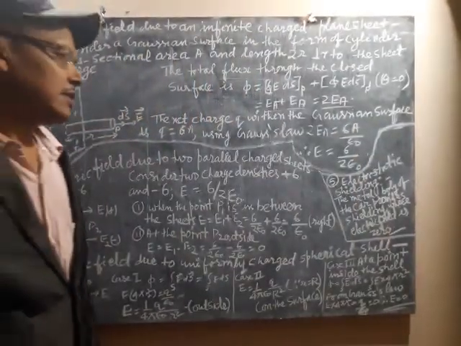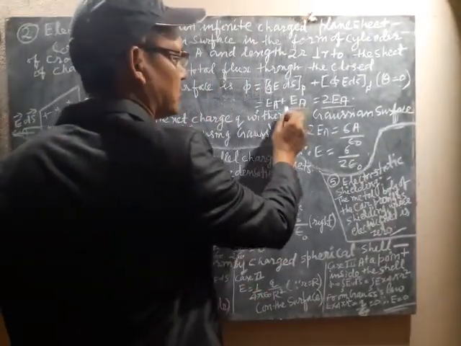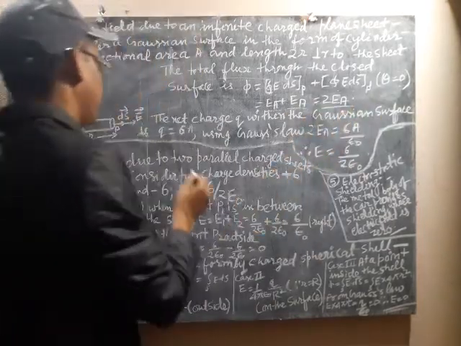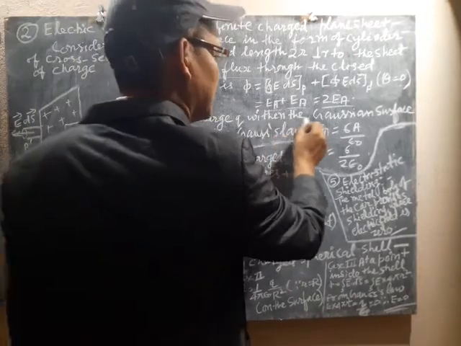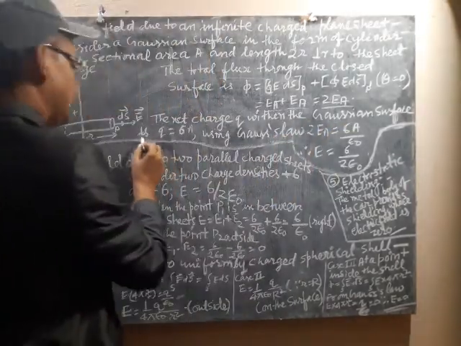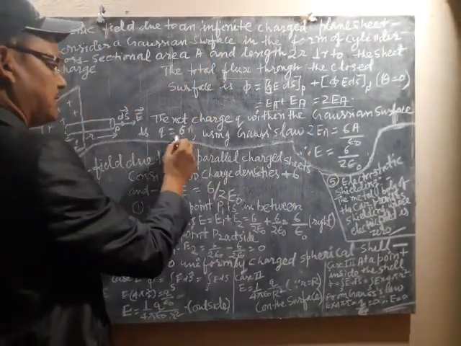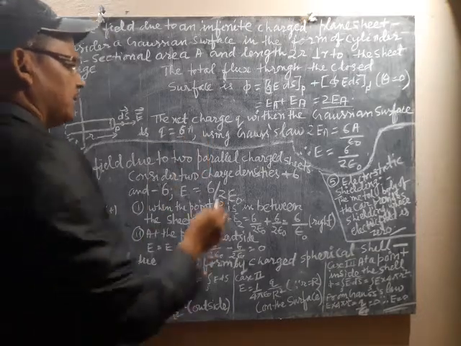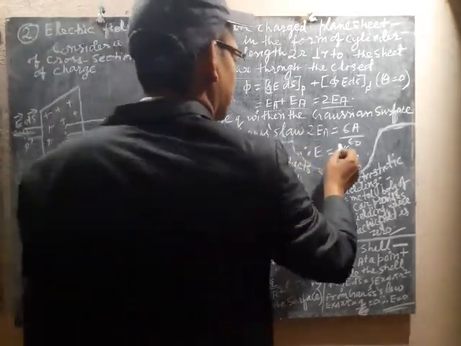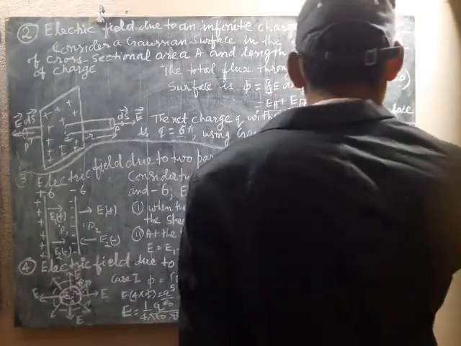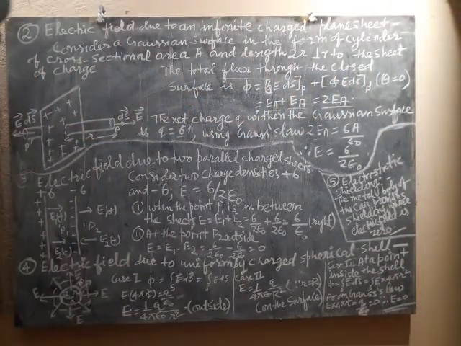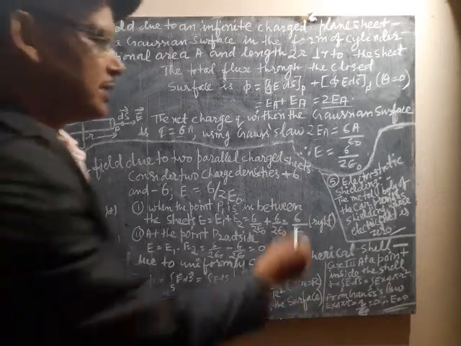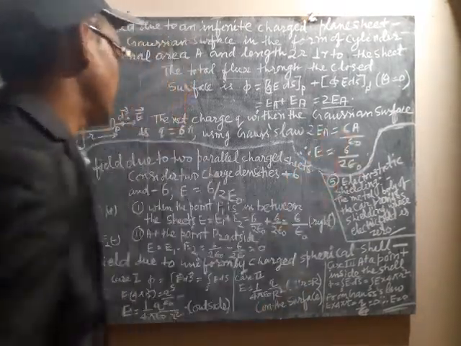Adding both, we get 2 times EA. The net charge Q within the Gaussian surface is Q equal to sigma A. Using Gauss law, 2EA is equal to sigma A by epsilon 0.